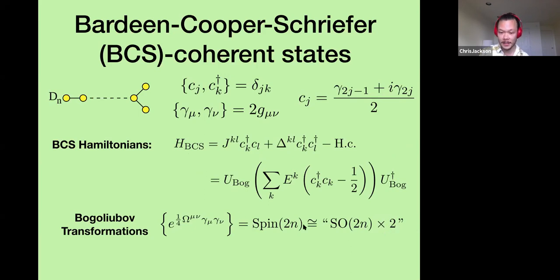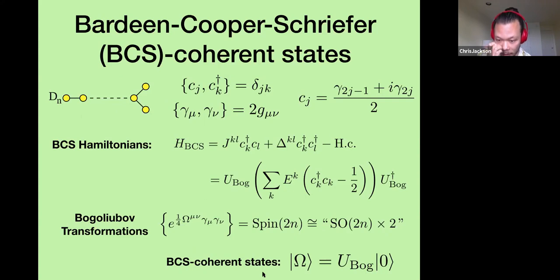And because this is in fact a semi-simple Lie group, there is a nice, terse way of describing everything you could ever want to know about this group in terms of a Dynkin diagram. All right, so the BCS coherent states, what I'm calling BCS coherent states, and I think a lot of condensed matter people like to call them coherent states these days, are just the ground states of these BCS Hamiltonians, which can be thought of as a Bogoliubov transformation on a vacuum state.